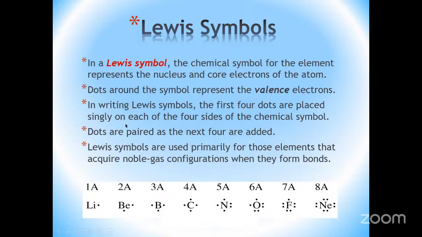Now, it says here that in writing Lewis symbols, what we typically do is put the first 4 dots singly on each atom, and then if you have more electrons to add, you pair them up. In my opinion, that's not really necessary, but in some textbooks, that's what they do, right?